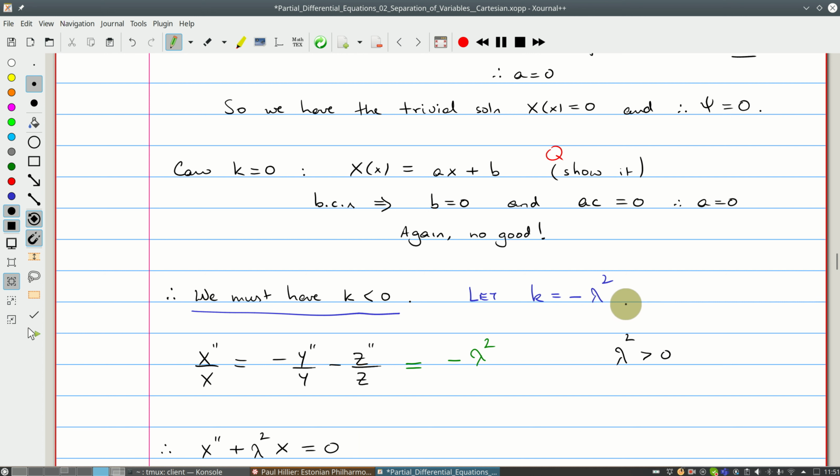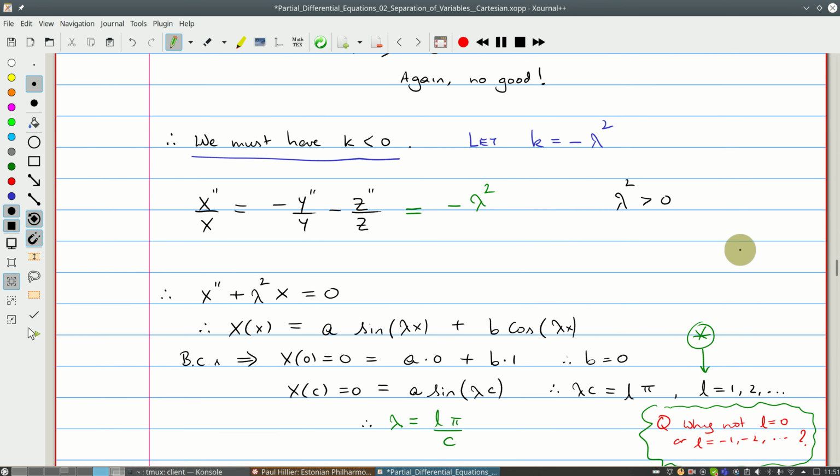And let's choose k is equal to minus lambda squared, where lambda squared is greater than 0. Alright, so we now know what k should be. So when we equate X double prime over X is equal to minus lambda squared, we get this second order ODE for X. It's constant coefficients, so the solutions are of the form X is equal to a sine lambda x plus b cos lambda x. Now we can apply the boundary conditions. The boundary condition at x is equal to 0, capital X is 0, which means b is 0.